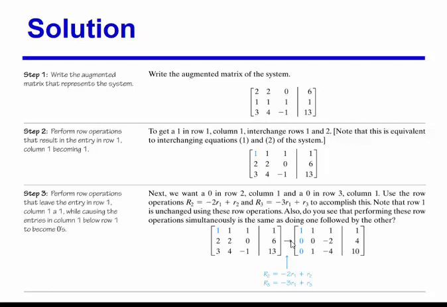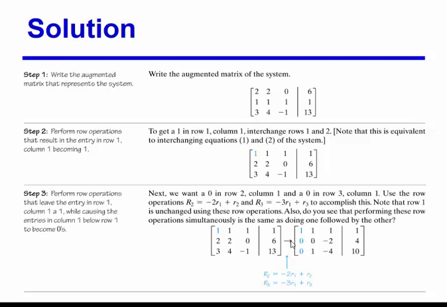Step 2, we're going to perform row operations that result in the entry in row 1, column 1 becoming a 1. So to get a 1 in row 1, column 1, we interchange rows 1 and 2. Note that this is equivalent to interchanging equations 1 and 2 in the system.